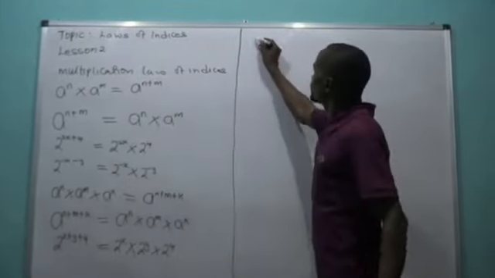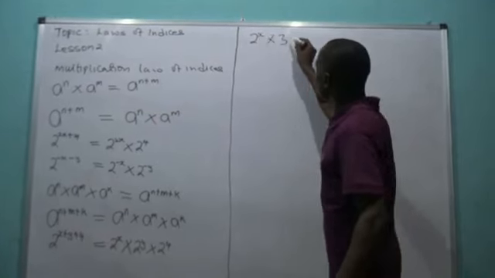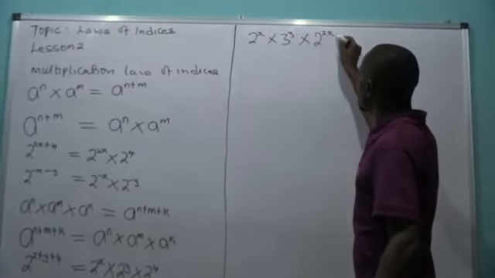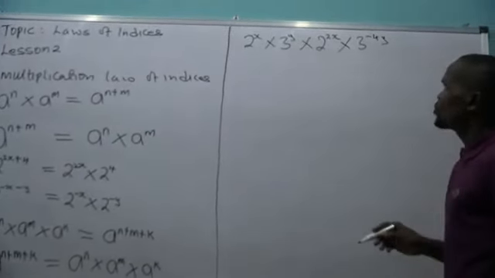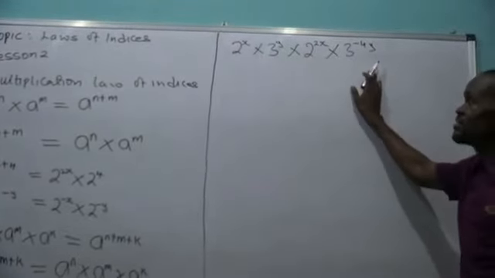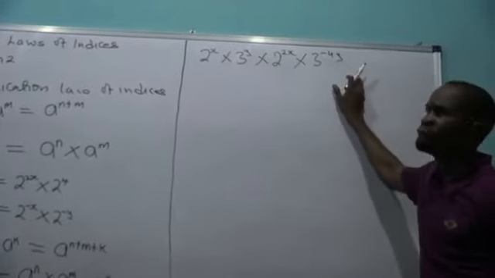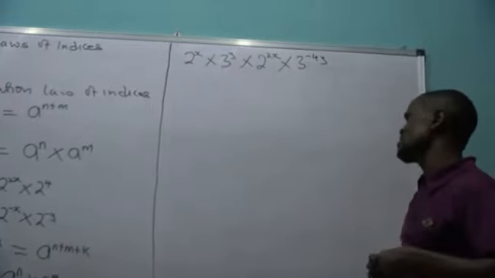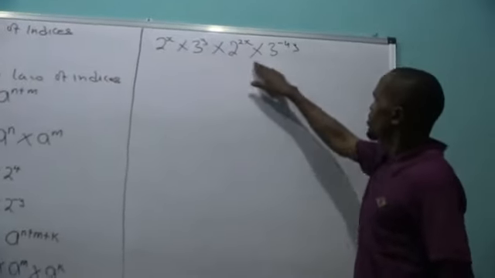Let us say we have 2 raised to the power x times 3 raised to the power y times 2 raised to the power 2x times 3 raised to the power minus 4y, and they say we should simplify it. For us to simplify this, we see that all of them are multiplying themselves.